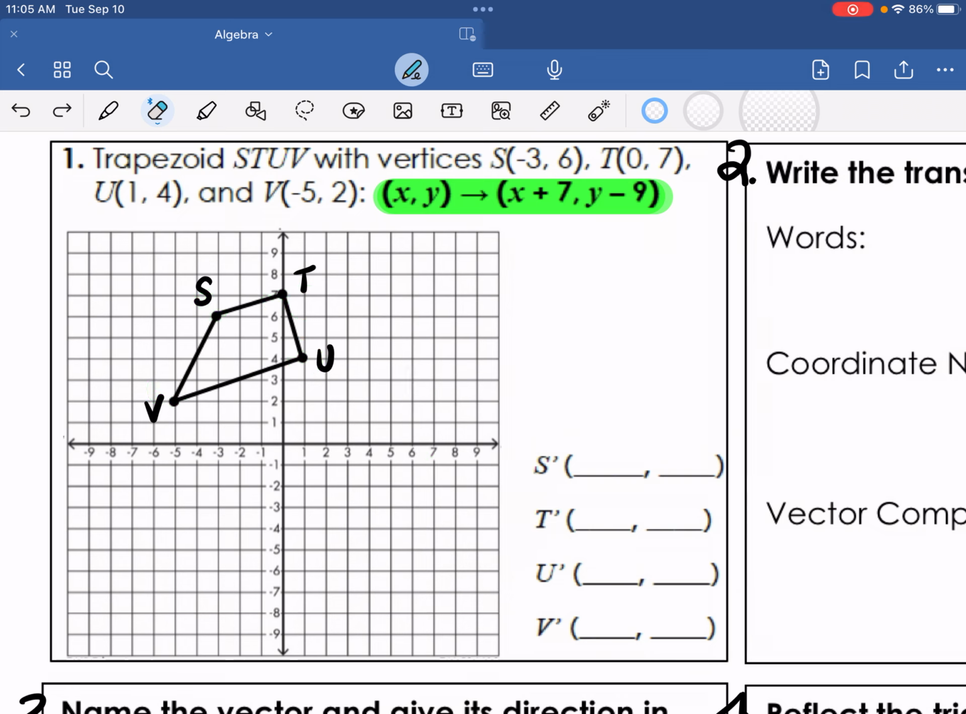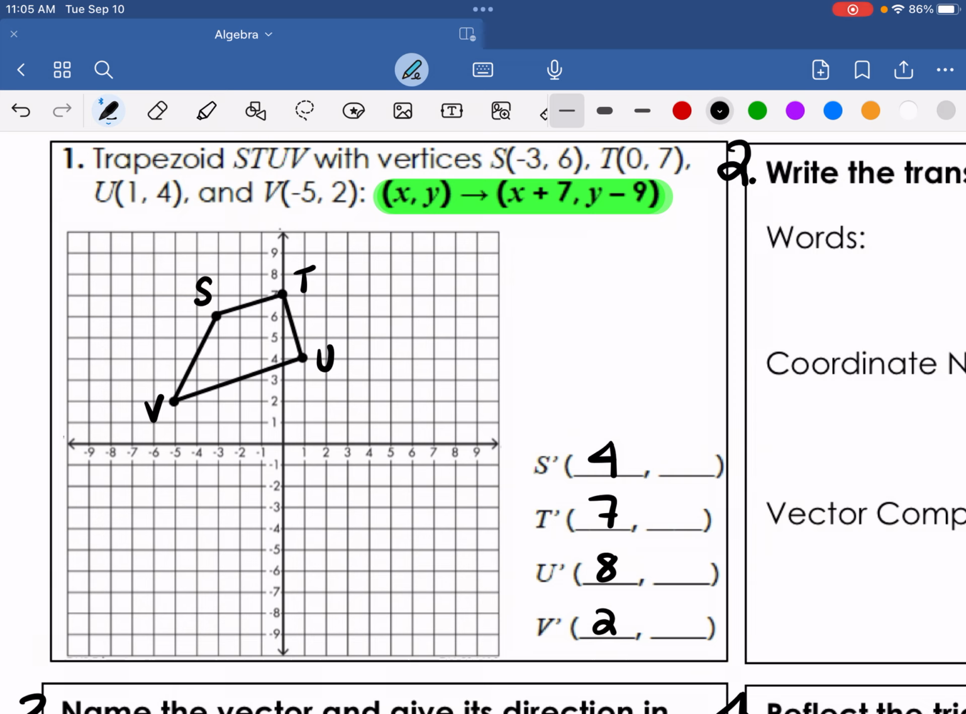You can either count, count 1 by 1, 1, 2, 3, 4, 5, 6, 7, and then down 9, or you can also just add them. So that's what I'm going to do. I'm going to take all my x's and add 7, all to the x coordinate. So negative 3 plus 7, okay, it would be 4. And then for t, 7. For u, 1 plus 7 is 8. And for v, negative 5 plus 7 is 2.